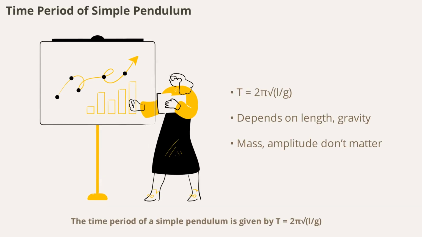The time period of a simple pendulum is given by T = 2π√(L/g), where L is the length of the pendulum and g is the acceleration due to gravity. This formula shows that the time period depends only on the length of the pendulum and gravity, not on the mass or amplitude. This property makes pendulums useful for keeping time in clocks and other devices.